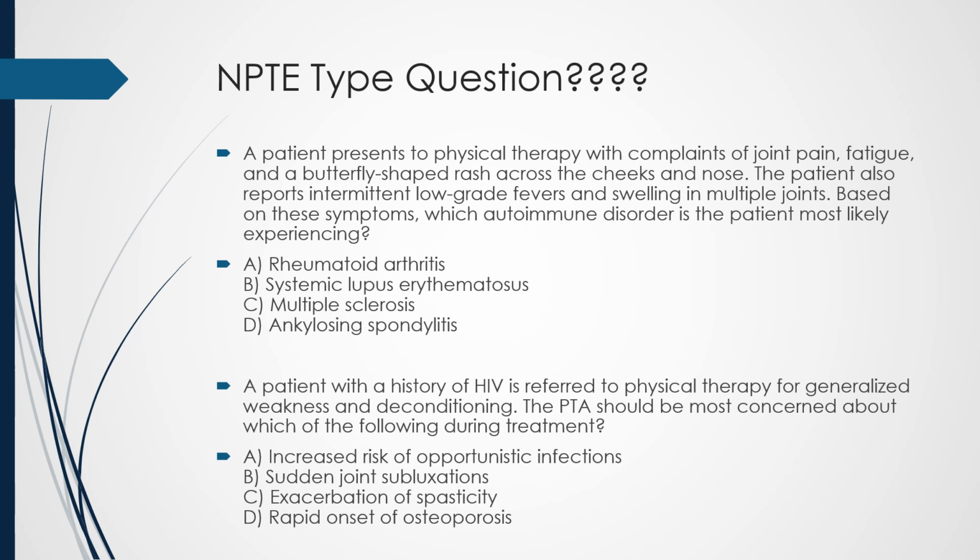HIV compromises the immune system by attacking CD4 T cells, making patients more susceptible to opportunistic infections. PT interventions should include infection control measures, moderate intensity exercise to improve endurance and strength, and close monitoring for signs of systemic illness.